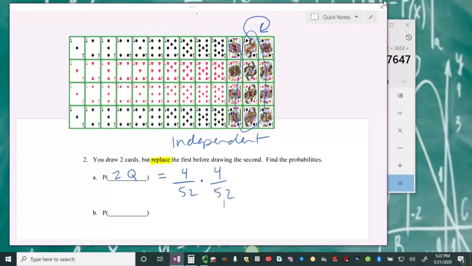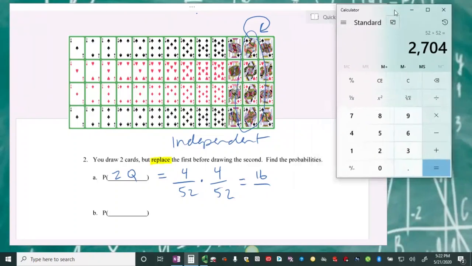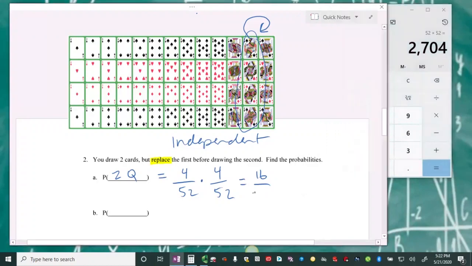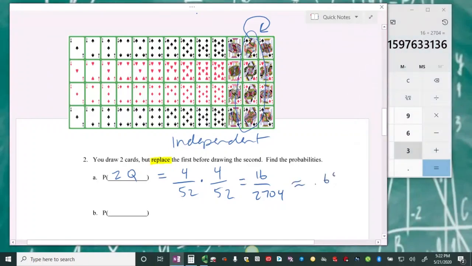So I end up with 4 times 4 in the numerator, which is 16. I need to compute that denominator, 52 times 52. 52 times 52, and we end up with 2,704 for that denominator. To get to that probability, let's just do that division. 16 divided by 2,704. And I end up with a really small probability, about 0.6%. So just a little more than half a percent.